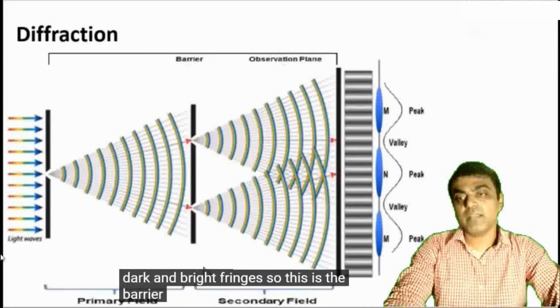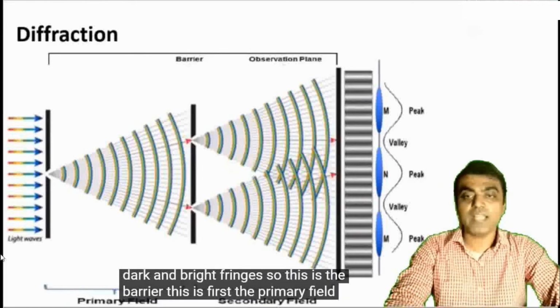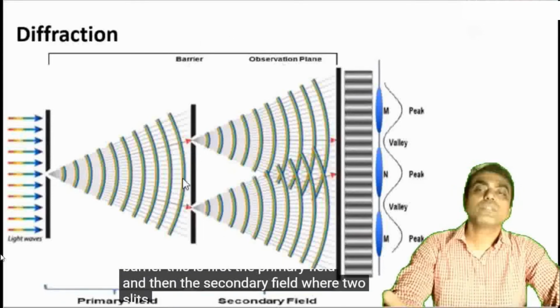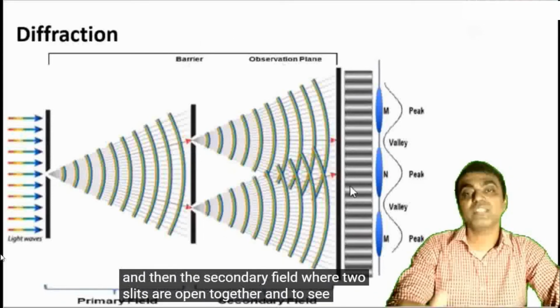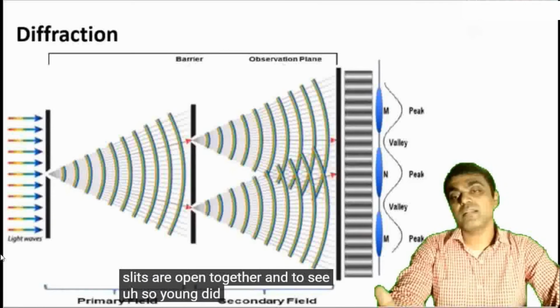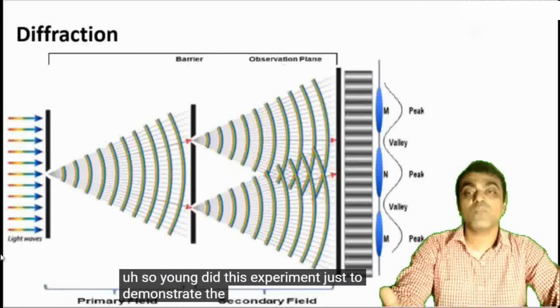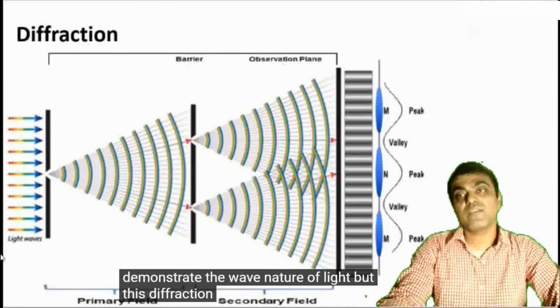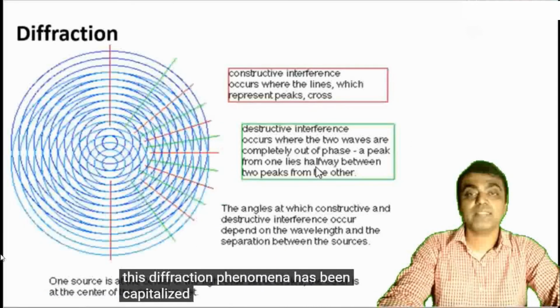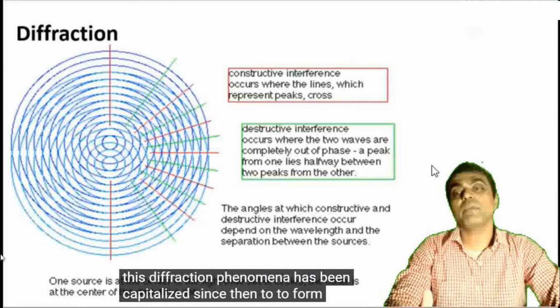So this is the barrier. This is first the primary field and then the secondary field, where two slits are open together. Young did this experiment just to demonstrate the wave nature of light, but this diffraction phenomenon has been capitalized on since then to form images.